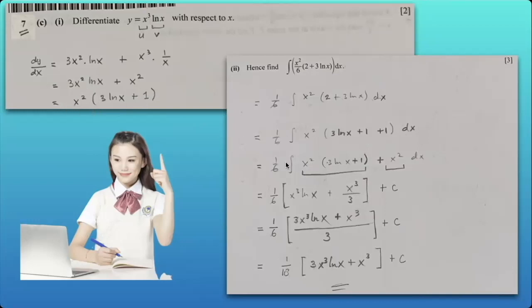Yeah. So the integral of this expression here is obviously this one, x^3 ln x. And the integral of x squared is easy, just x^3/3. And don't forget plus c because this is an indefinite integral. Okay. Let's simplify the answer. So there you go.